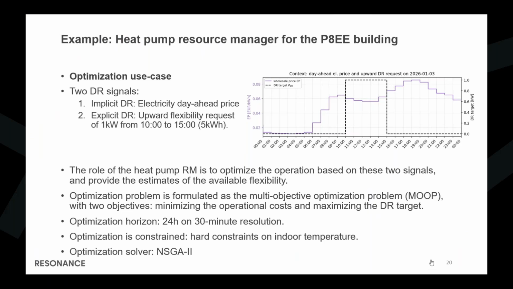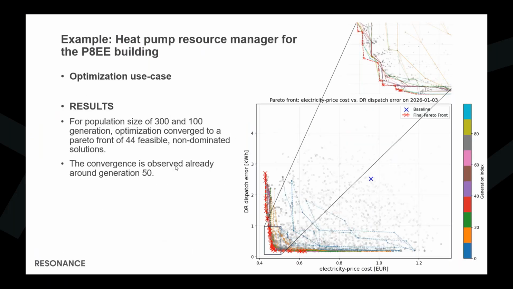Okay, now we'll go to the results of this optimization. Let me just switch to the next slide. I kind of lose the control. Okay, so here's the result of the NSGA2 optimization.